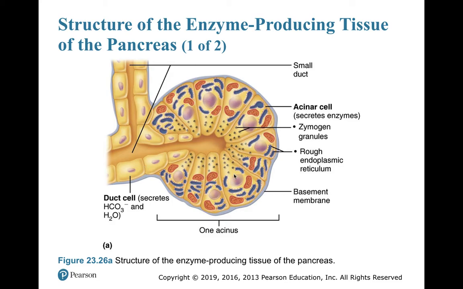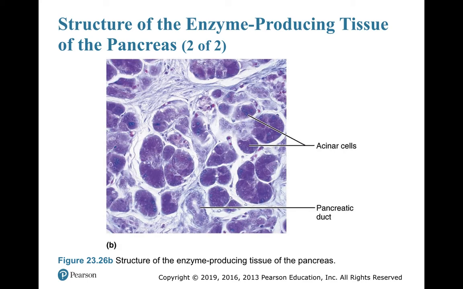So here's one acinus, and the acinar cells secrete enzymes, including the zymogen granules, with a lot of rough endoplasmic reticulum. Small ducts are lined by duct cells, and those duct cells secrete bicarbonate and water. And here is a microscopic image of that.